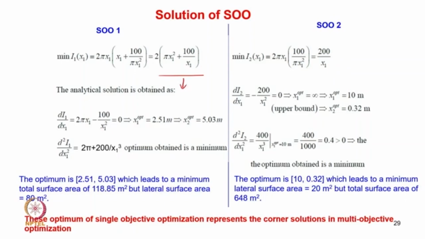So analytically, how can we minimize? I can differentiate this equation with respect to x1 and equate to 0. If I differentiate it with respect to x1, what we are going to get is 2 pi x1 minus 100 divided by x1 square equals 0. x1 optimum comes around 2.51. Similarly, x2 optimum comes around 5.03, isn't it?